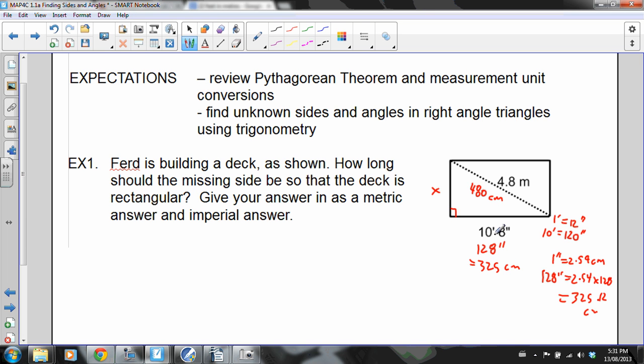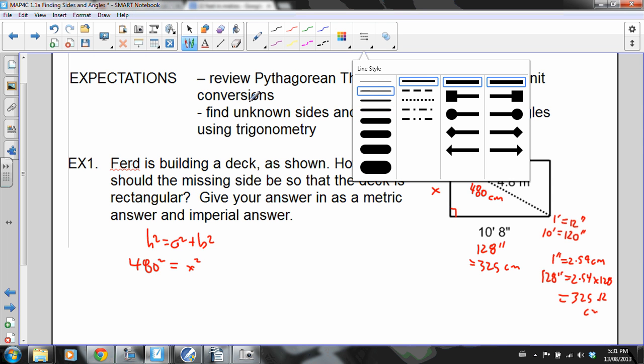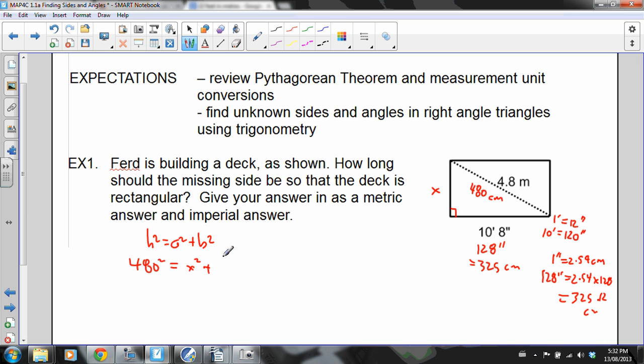And now that I've got them in the same units, I can actually use the Pythagorean theorem. Substitute in. Hypotenuse is the longest side. It goes by itself. X is the side that we want to find to make sure it's square. Clean this up. What is it? 325 squared. And these are big numbers. Jam them into a calculator.